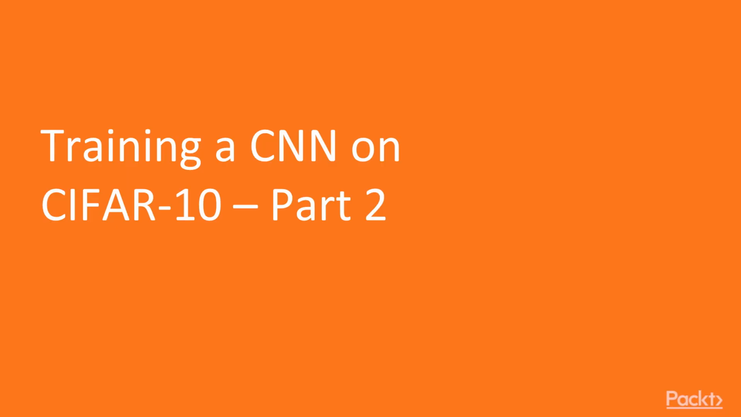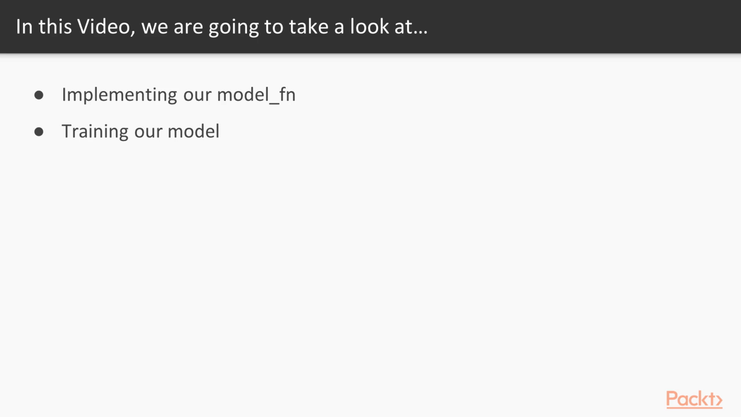Welcome to part 2 of training a convolutional neural network on CIFAR 10. We'll pick up where we left off by implementing the model function to be used by our estimator object. The model function contains just that, the full model graph. What's nice is that we won't have to worry about the many non-essential things like plot summaries, logging training progress, and the actual process of running the training steps.